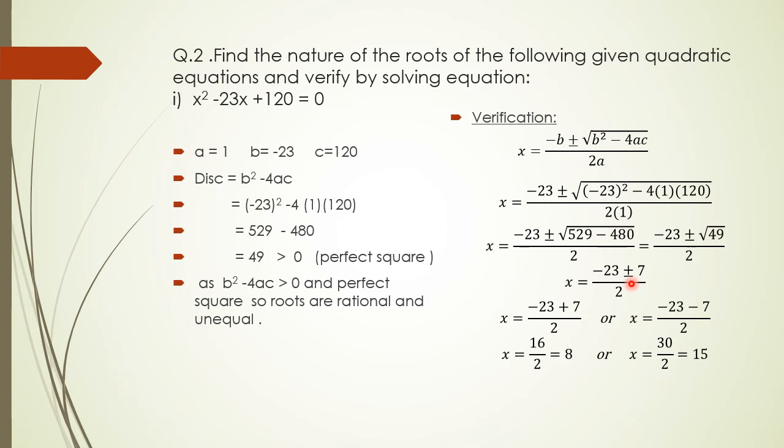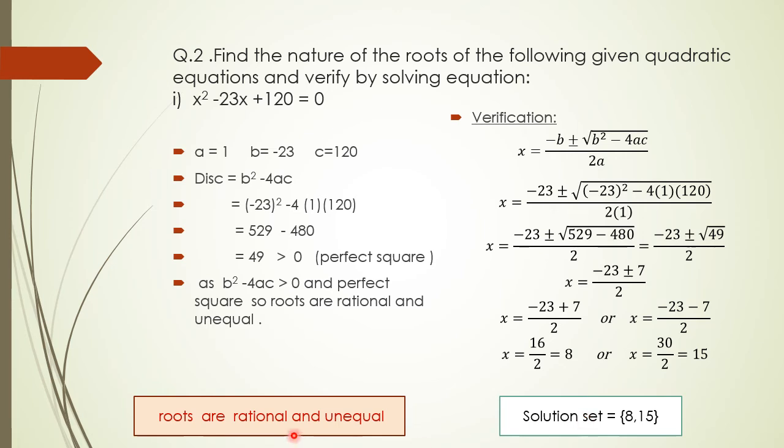Now once we will write it down with a plus 7, and once we will write it down with minus 7. So x is equal to minus 23 plus 7 over 2, or x is equal to minus 23 minus 7 over 2. So once x is equal to 8 after simplification, or once x is equal to 15 after the simplification. So the roots of the given quadratic equation are x equal to 8 and 15. Now student, it is clear from here that the roots of the equation are rational and unequal. That's what we have to prove in this question.